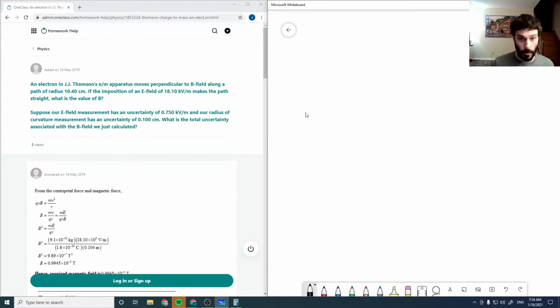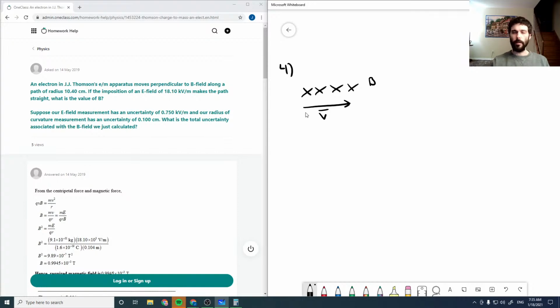All right, so for the fourth one here, an electron in J.J. Thomson's e over m apparatus moves perpendicular to a B field. So we've got our B field into the page, say, and we have an electron moving this way.